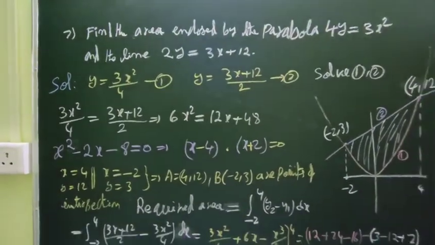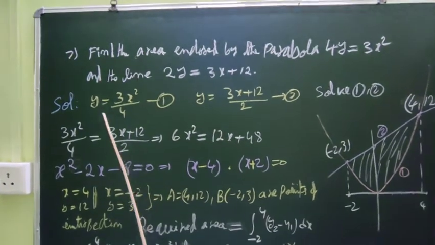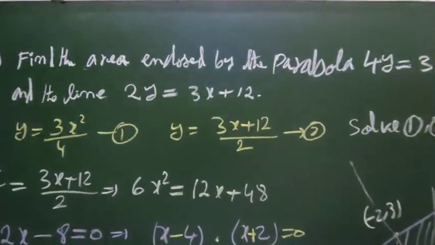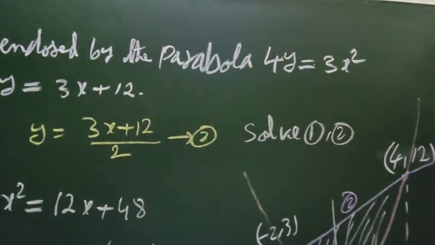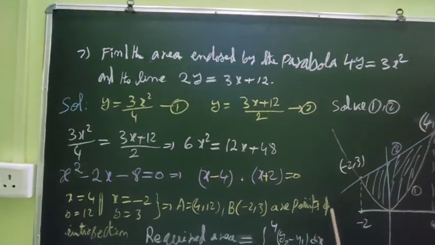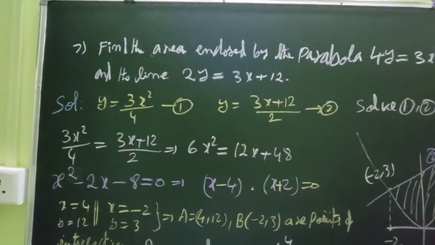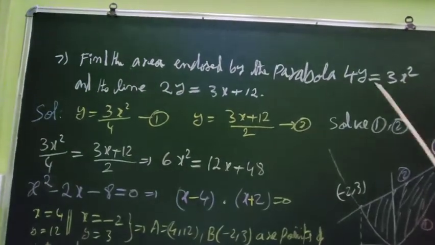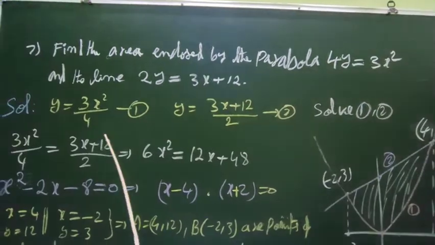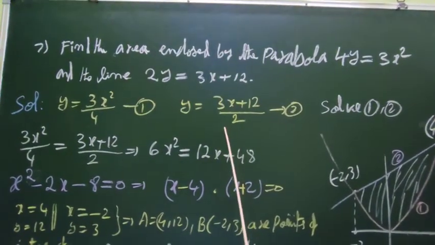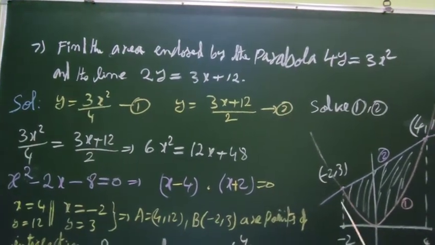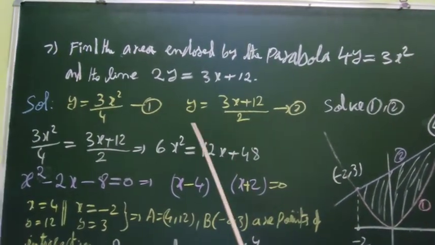Miscellaneous exercise, question number 7. Find the area enclosed by the parabola 4y is equal to 3x square and the line 2y is equal to 3x plus 12. Parabola and the line: so this is equation 1 and this is equation 2. Now solving 1 and 2 to find the point of intersection.